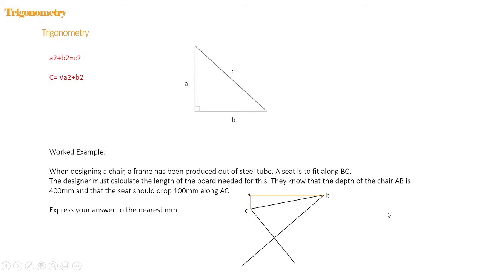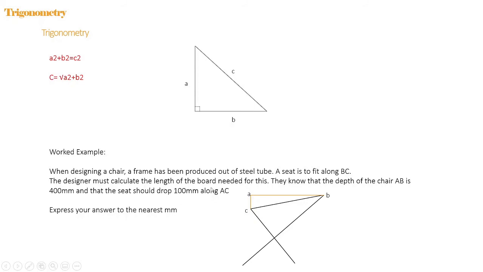So when designing a chair, a frame is produced out of steel tube. AC is to fit along BC, it's the length of BC down here. The designer must calculate the length of the board needed for this. They know the depth of the chair AB, so they know that length there. They know that is 400, and the seat should drop 100mm along AC. So we know the length across AB, and we know the length across AC. Express your answer to the nearest millimetre.